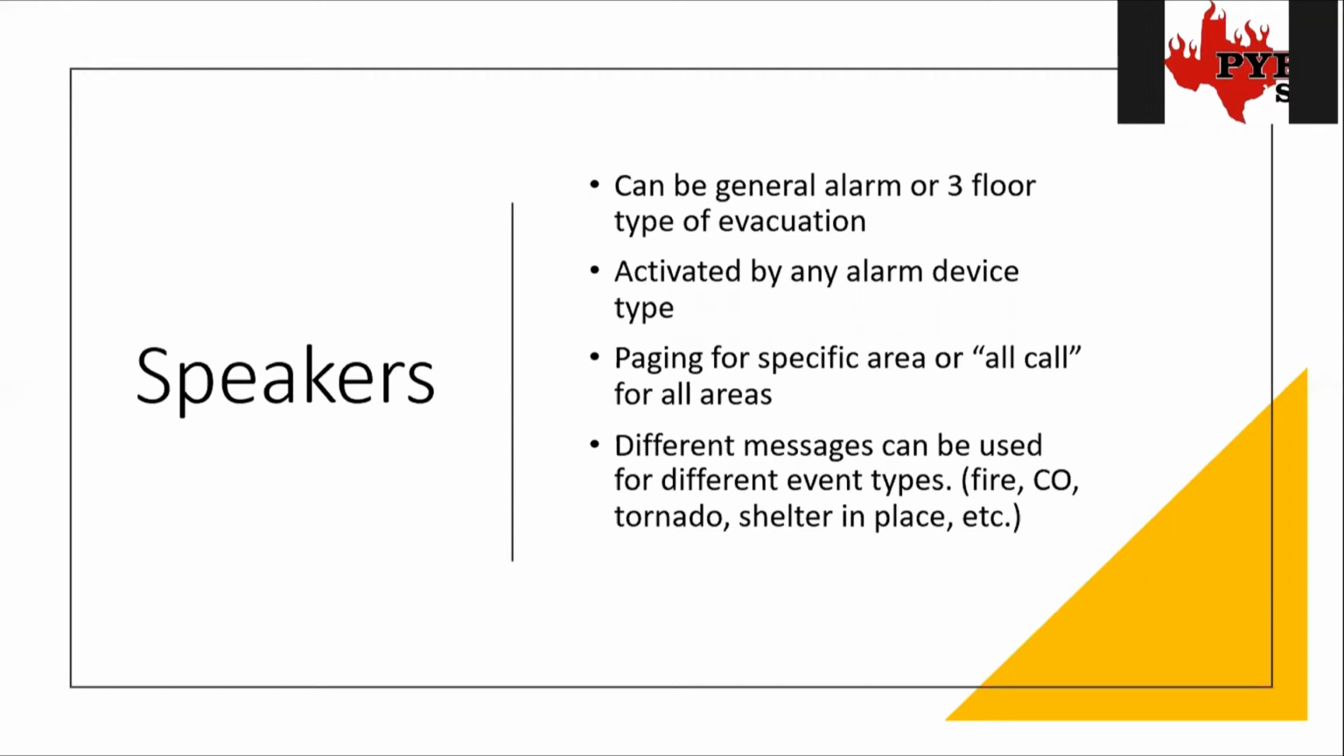So again, high-rise example, say you want to talk to the 1st through 5th floors, you select those floors. But you don't want to talk to anything above 5th floor, you don't select those. But if you want to talk to the entire building all at once, say, hey, we're about to have a fire drill or whatever, you hit the all call button and it pages the entire area.